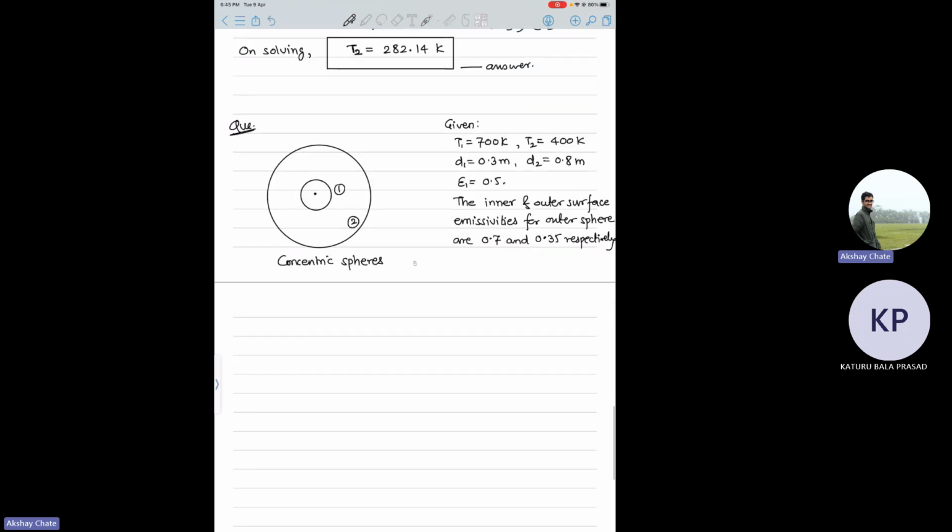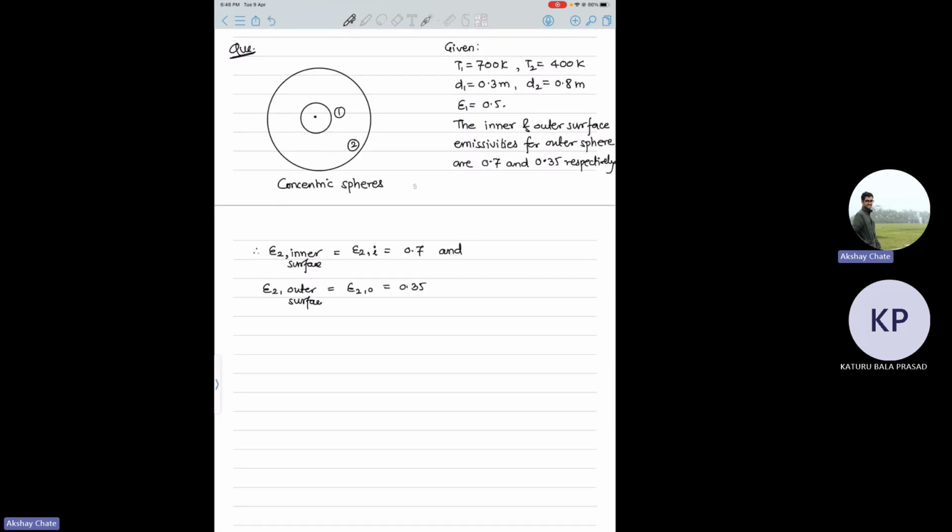And yeah, so we can write therefore epsilon 2, inner surface. I will use this symbol epsilon 2i for inner as 0.7, and the emissivity of surface 2 but outer surface, we'll use the symbol epsilon 2o as 0.35. Okay. Then it is mentioned that the ambient temperature is 30 degrees Celsius.